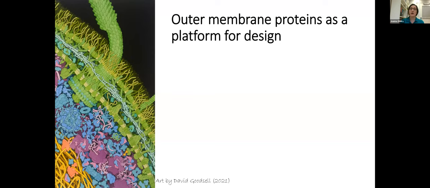Most organisms don't have an outer membrane, but gram-negative bacteria do. And you can see this beautiful picture of a gram-negative bacterium by David Goodsell. And so we're talking about right here, that spot between the inside and the outside can therefore control the interaction between the cell and its environment.